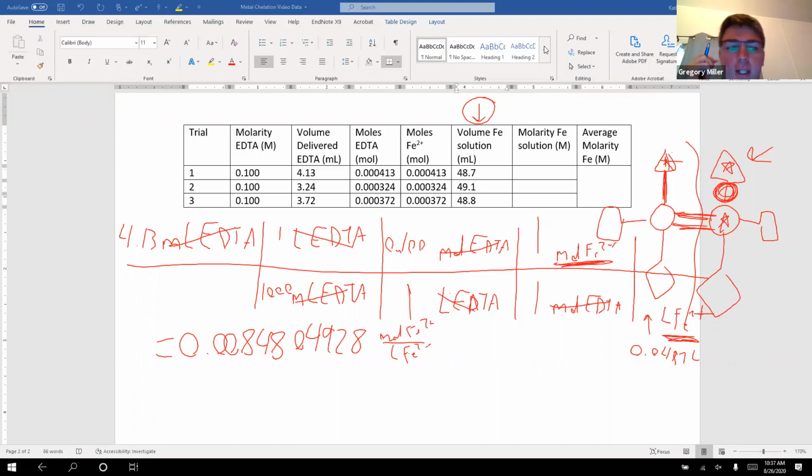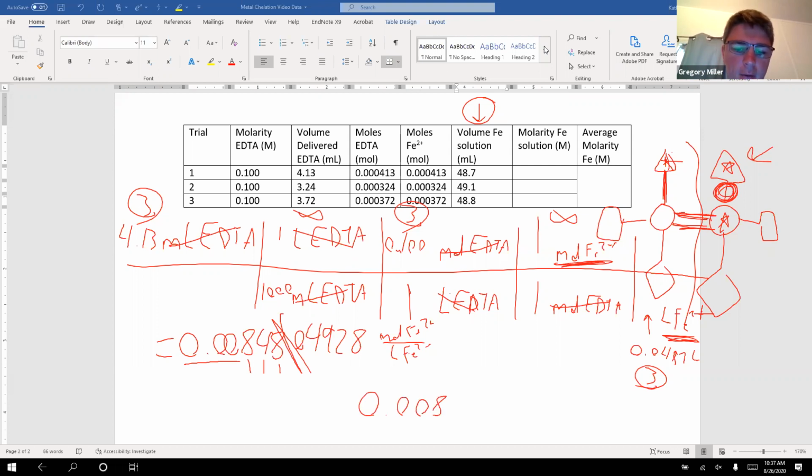So this definitely has more significant figures than we're allowed to have. All of our measured values have 3 significant figures. Everything else is a metric conversion or a coefficient that has infinite significant figures. So this needs to have 3. Leading zeros don't count. 1, 2, 3. We'll round after this 8 and get 0.00848 molar iron 2.